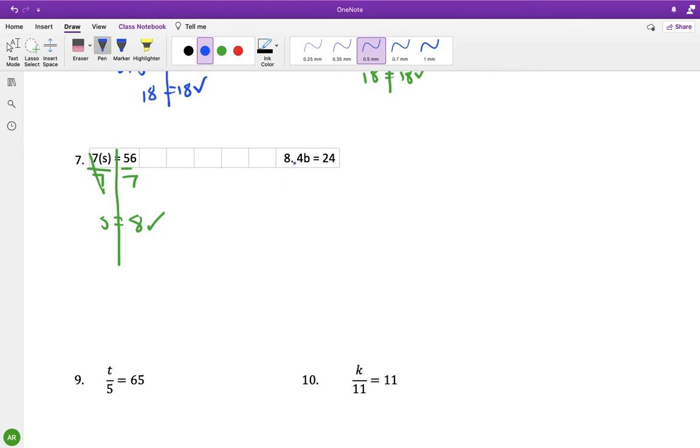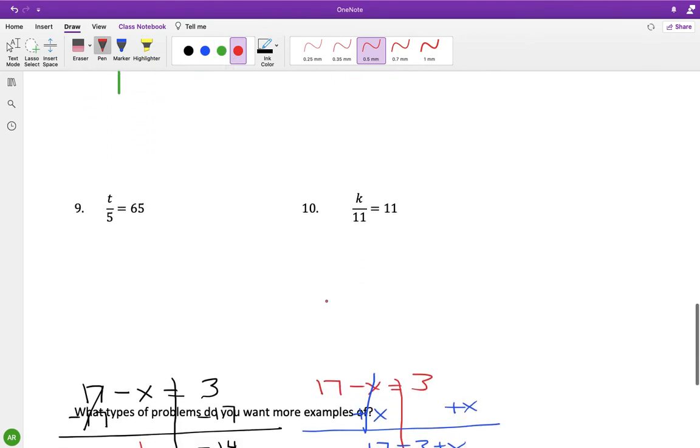All right. Over here, you just see it displayed a little differently. So there's no parentheses, but if you see a coefficient or a number in front of a variable, right next to a variable, that indicates multiplication. So in this case, I'm multiplying b by 4. So I need to divide both sides by 4 to get the b by itself. That cancels out. 24 divided by 4 is 6. B equals 6. Let's do a mental check. 4 times 6 is 24. Good, it works. All right, now let's move on to division.